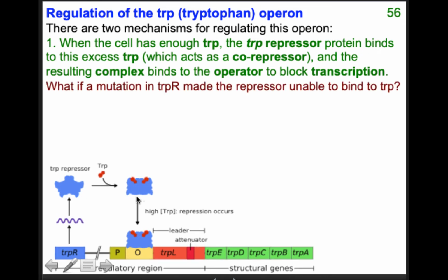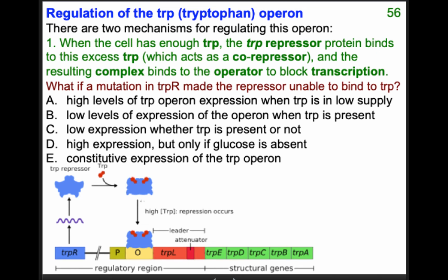Okay. All right. So here's another question. What if there's a mutation in this TRPR gene here, such that when it's transcribed and translated to make the TRP repressor, the resulting protein that's made by this mutant TRPR gene can no longer bind to tryptophan amino acids? Okay, so if that's the case, what do you think will happen? Pause the video and think about what the correct answer is and how you'd explain it. Okay, so pause the video now.